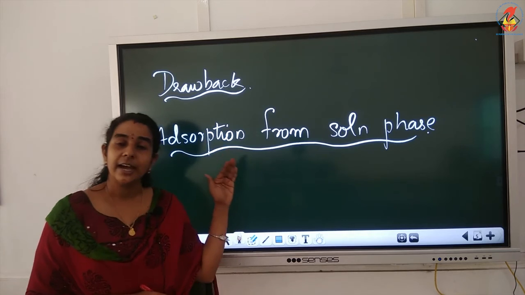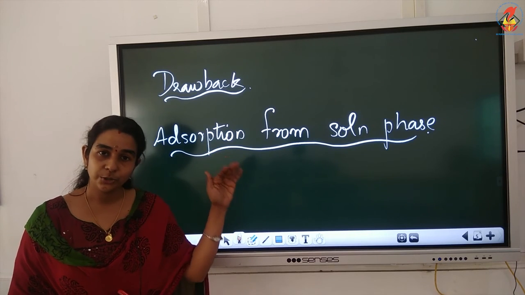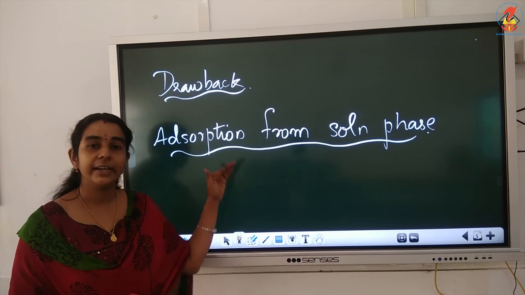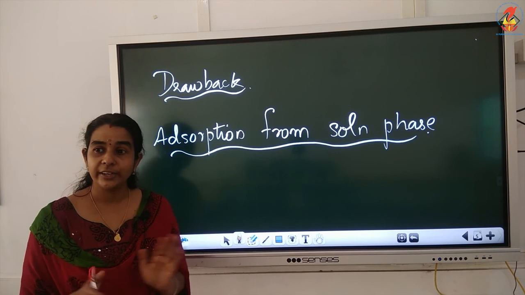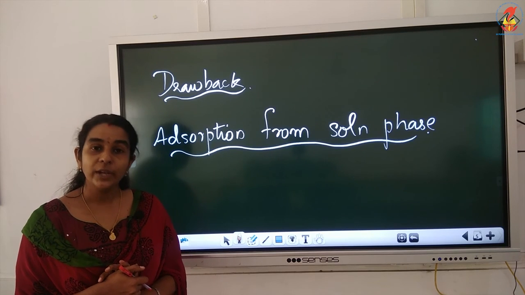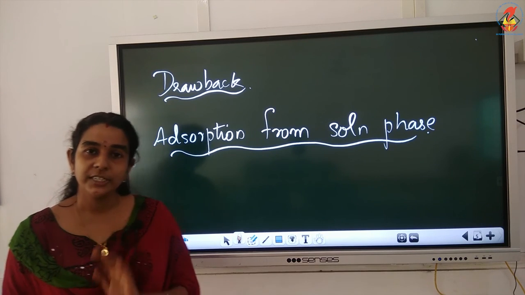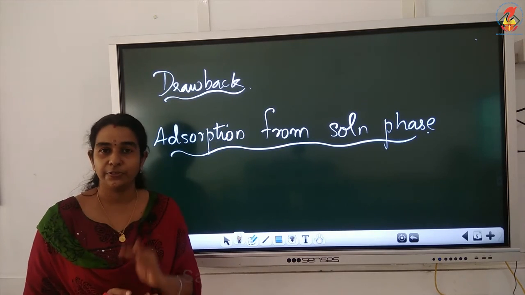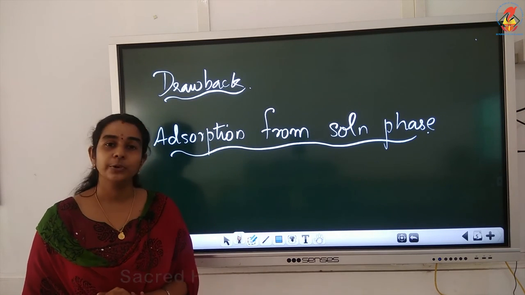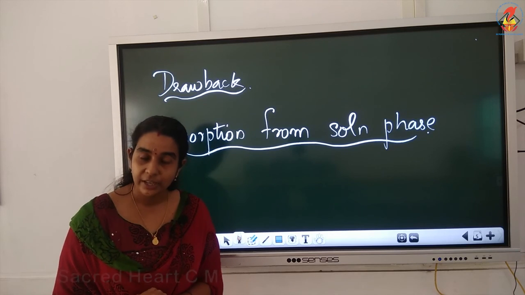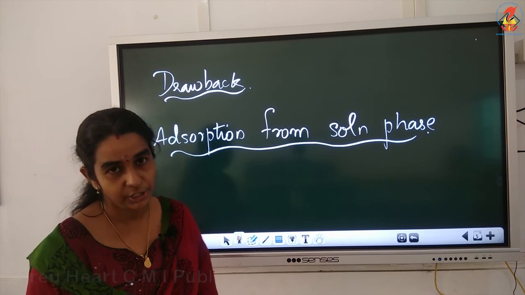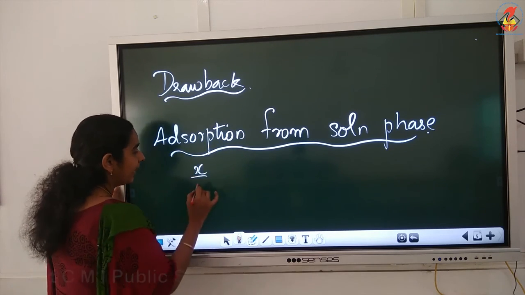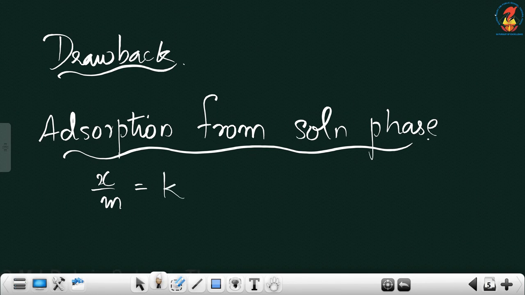The Freundlich adsorption isotherm equation can be applied here also. All the factors are the same. The only difference is that the pressure term we use only in the case of gaseous mixtures or gaseous phase. In aqueous phase or in solution phase, instead of pressure, we have to use the term concentration. So the equation becomes x by m is equal to k into c raised to 1 by n. This is the only change in the equation.